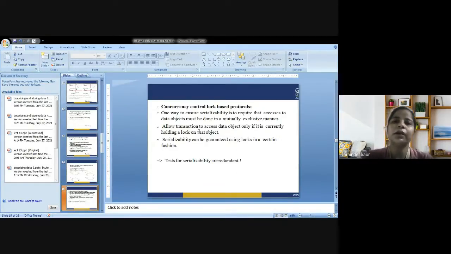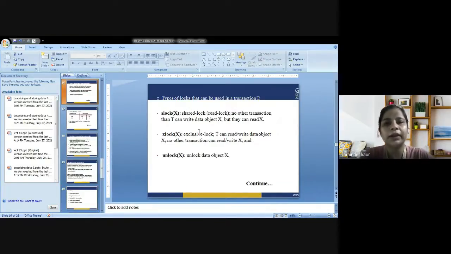So, concurrency control: lock-based protocols. One way to ensure serializability is to require that accesses to a data object be done in a mutually exclusive manner. It allows a transaction to access a data object only if it is currently holding a lock on that object. Serializability can be guaranteed using locks in a certain fashion, so tests for serializability are redundant. Now there are three types of lock: shared lock, exclusive lock, and unlock.